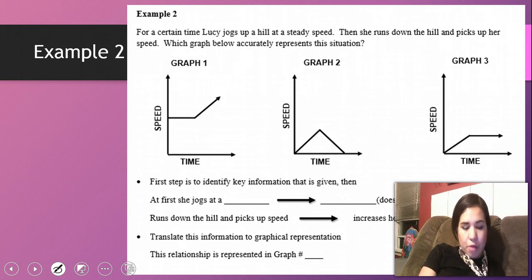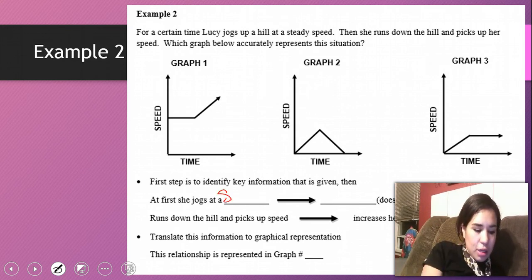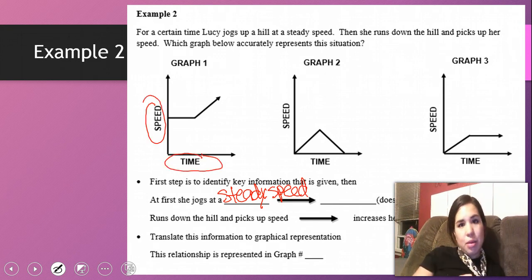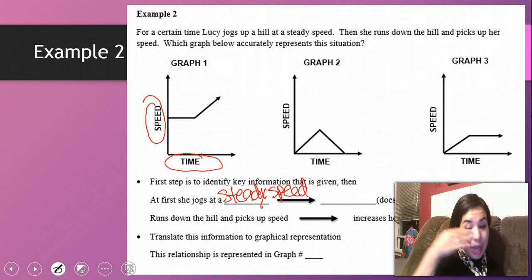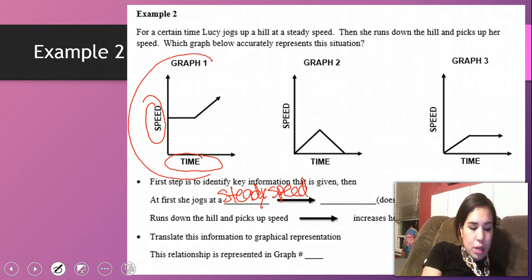Then, at first it says that she jogs at a steady speed. So that means that her speed is not changing. If you notice, we have a graph with speed and time. A steady speed means it's staying straight. It's not going up, it's not going down, it's just a straight line. Okay, so right away I can already see from these three graphs which one it is. Why? Because there's only one that's showing a steady speed at the beginning, which is graph number 1.